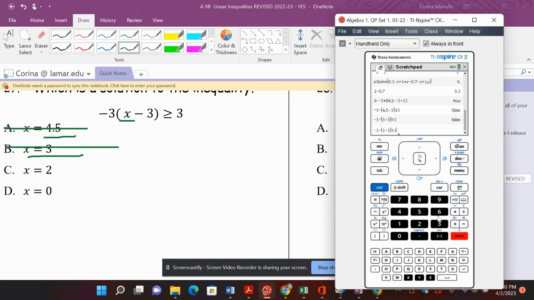So I'm going to go ahead, up, enter, and then just change out my x. And this time they want us to plug in 2. That one comes out true, so that one's my answer.